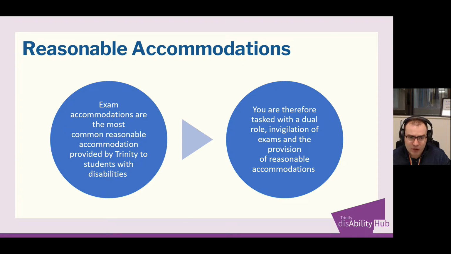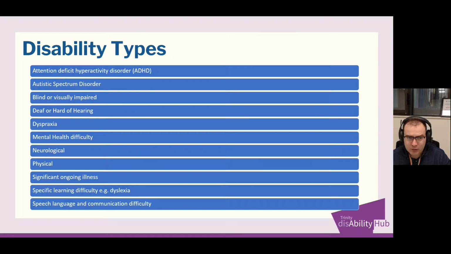Examination accommodations are the most common reasonable accommodation provided by Trinity Disability Service to disabled students in Trinity, and you're therefore tasked with the dual role of invigilation of the exam and the provision of accommodations.